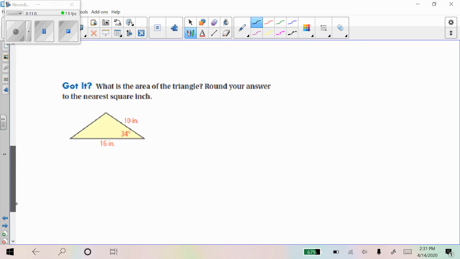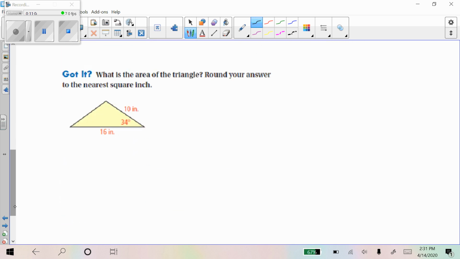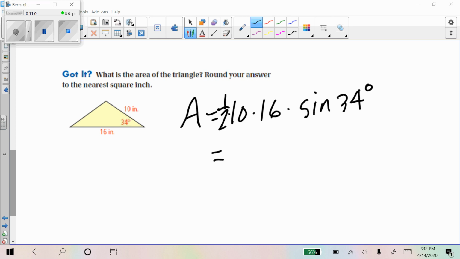All right, why don't you try one of those, see if you got this idea using this formula. So here's what your work should look like, and rounding to the nearest square inch, you should have got 45 square inches.